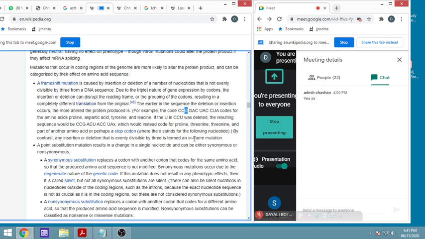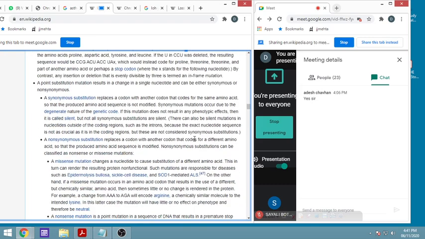These mutations are therefore a problem, and they can change the whole sequence, and therefore a new protein with different structural activities can result. So there are point substitutions that result in a change in a single nucleotide, and it can be either synonymous or non-synonymous. Now what is synonymous? It replaces the codon with another codon that codes for the same amino acid. That means it has not made a big difference.